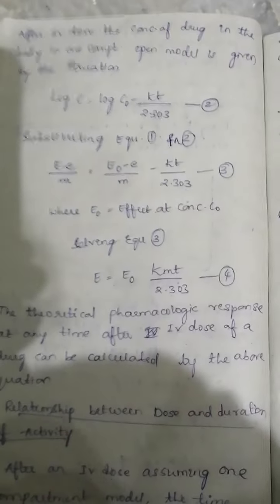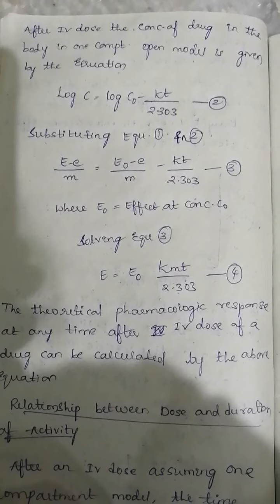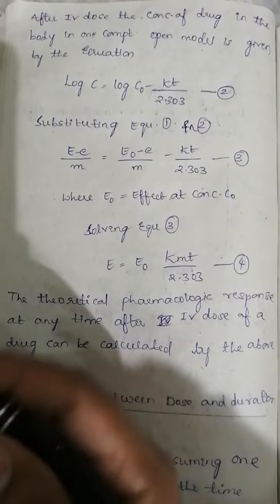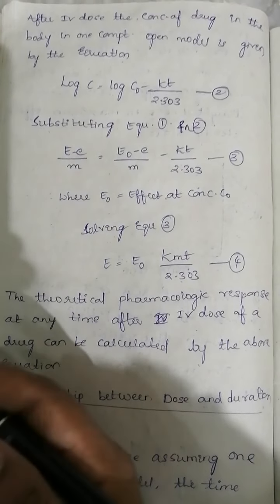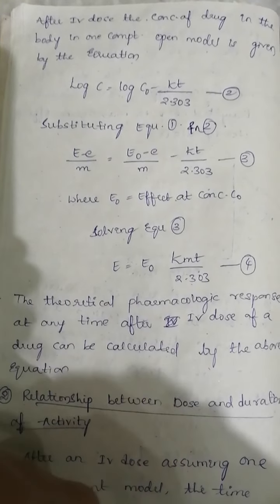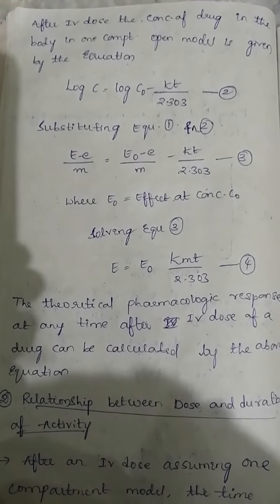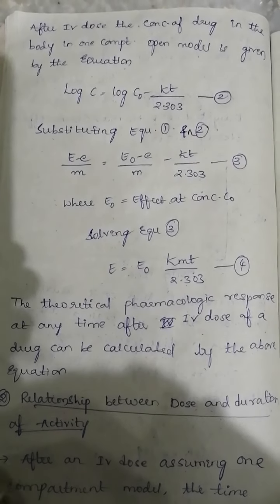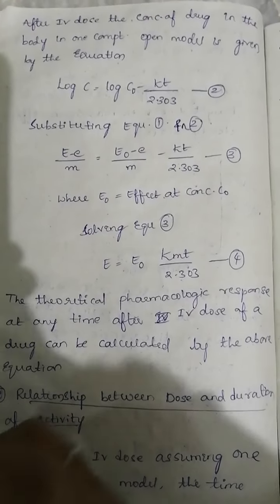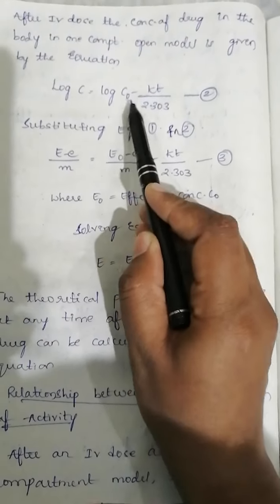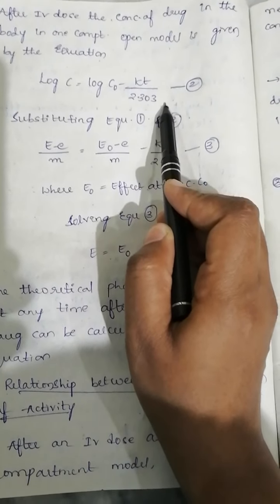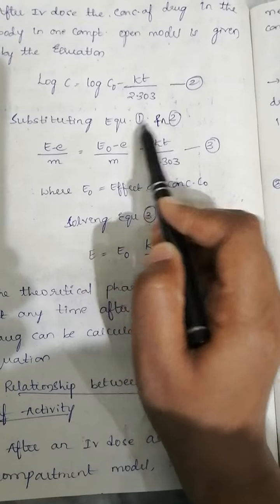Next, after IV dose, the concentration of drug in the body in one compartment open model is given by the equation. When you give any IV dose to any person, and when you take into consideration the one compartment model, you know that after giving any IV dose, the formula will be log C is equal to log C naught, that is the initial concentration, minus Kt by 2.303. So what you have to do is substitute equation 1 in equation 2.